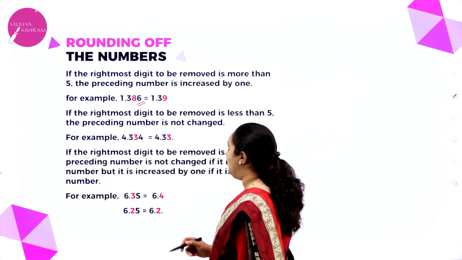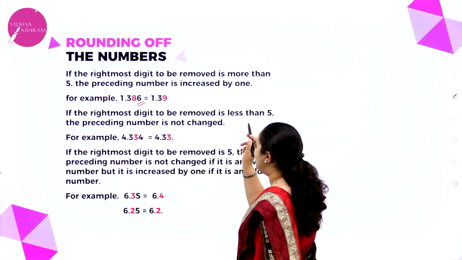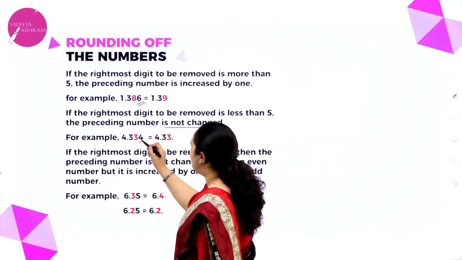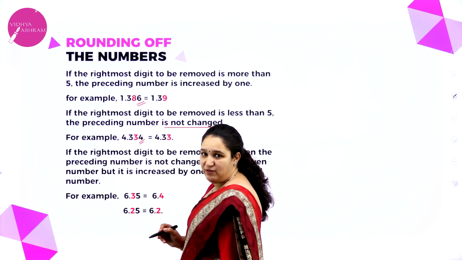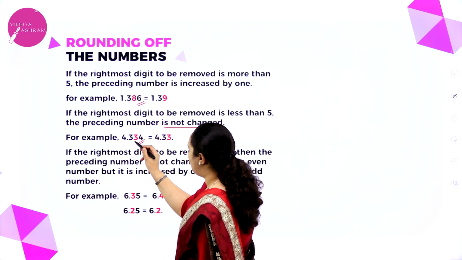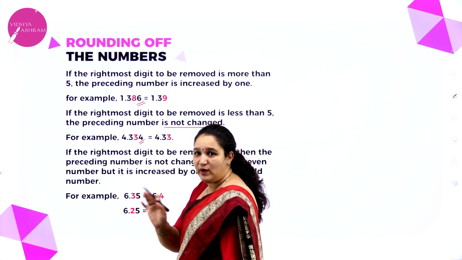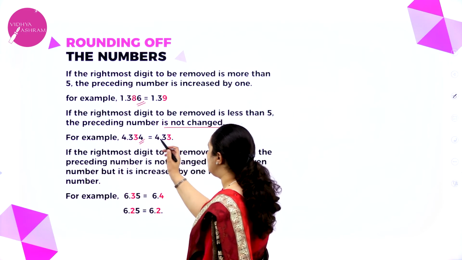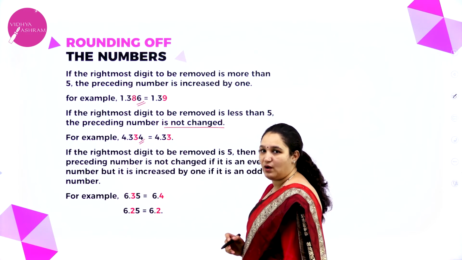Now, if the rightmost digit to be removed is less than 5, the preceding number is not changed. See, I want to remove 4, it is less than 5. So the number just before that will remain as it is. I am not going to increase or decrease. I will just leave it as it is. So it is 4.33.